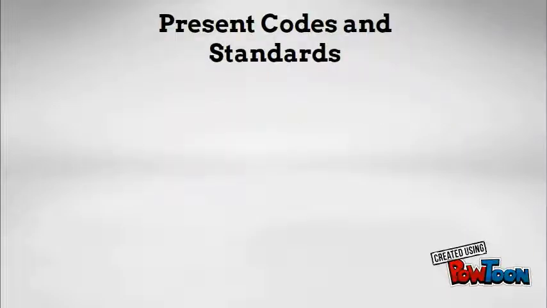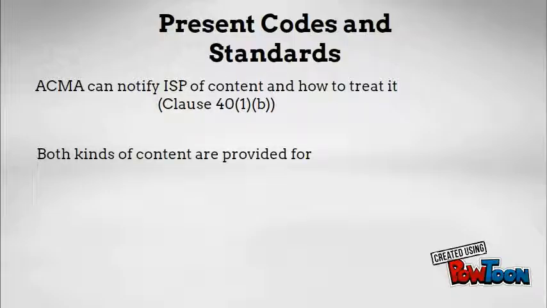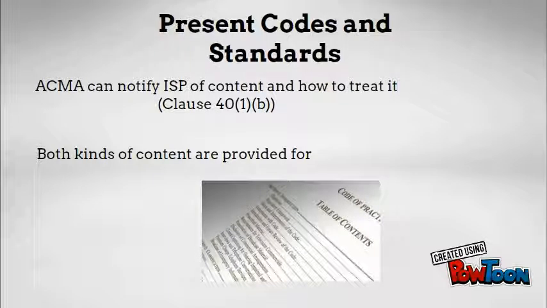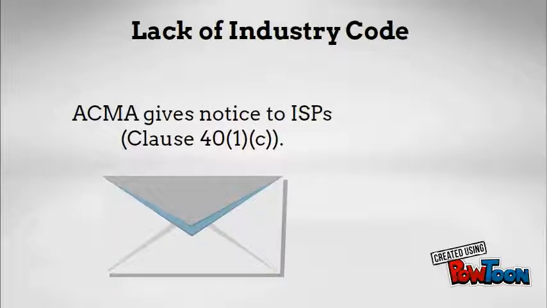If a code or standard is present in relation to the content, the Australian Communications and Media Authority can notify the internet service about the content and how it is treated under the scheme. Both prohibited and potentially prohibited content is provided for under the Internet Industry Code of Practice. If there is no relevant industry code, the Australian Communications and Media Authority can give notice to internet service providers to take reasonable steps to prevent access.